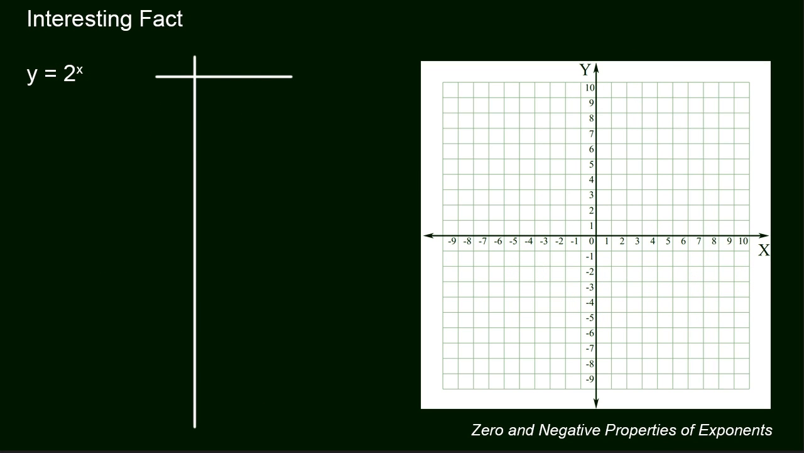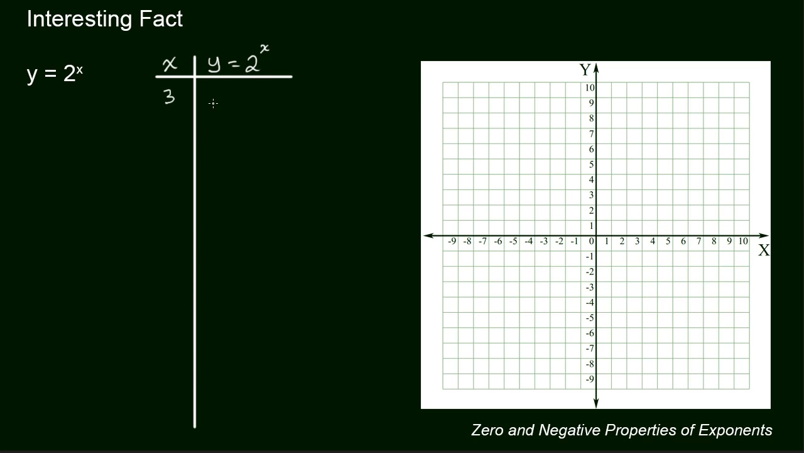Here's an interesting fact. Say we are given a function of y is equal to 2 to the power of x. Notice what happens to the function when our values for x decrease. So we're going to evaluate it using a table, and I'm going to choose the values for x. So right here will be my values for x. Here I'm going to evaluate for each value of x.